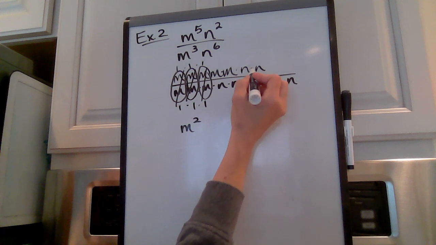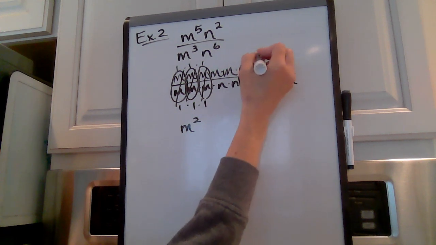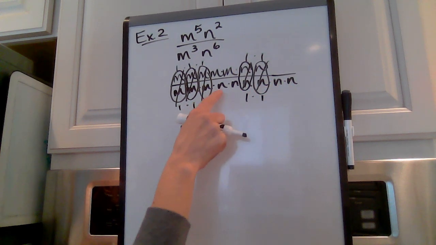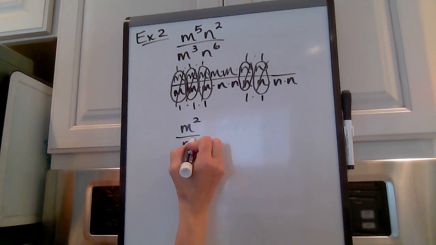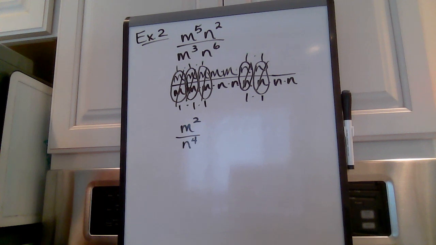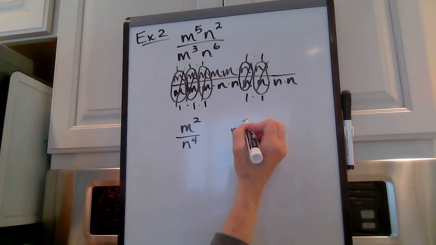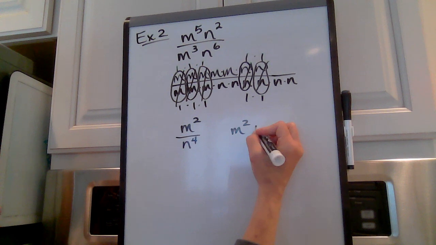The n's, we have 2 n's in the numerator that will match up with 2 of the n's in the denominator, leaving us with some more 1's because n over n equals 1. And what we have left is n to the 4th in the denominator. But if you go back and look at the shortcut, if you subtract the top minus the bottom, we would still have a positive m to the 2nd power, but our n's would become n to the negative 4.